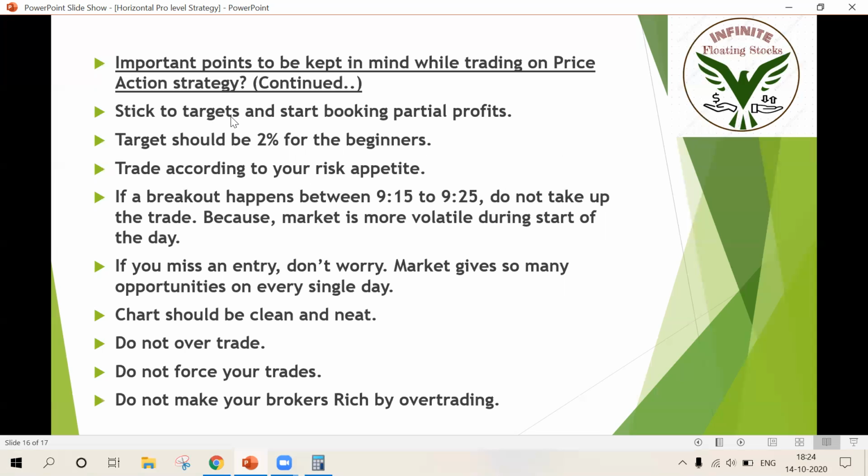Stick to targets. Start booking partial profits. This is very important. The target should be 2% for beginners, and trade according to your risk appetite. I'll be talking about risk appetite in upcoming sessions. If a breakout happens between 9:15 and 9:25, do not take the trade, because the market is more volatile at the start of the day. And if you miss an entry, don't worry. Market gives many opportunities.